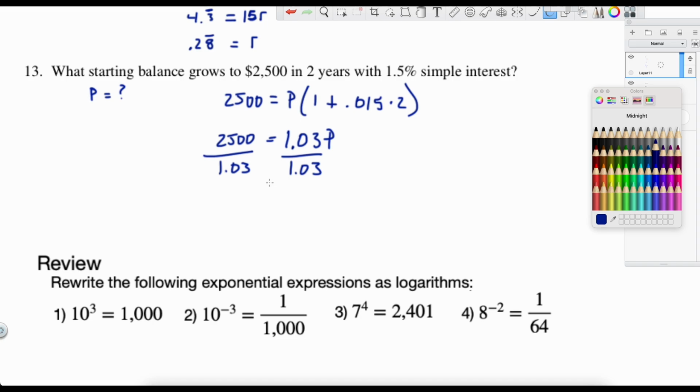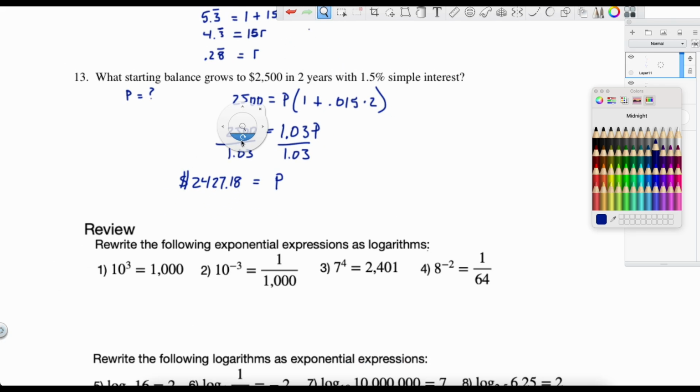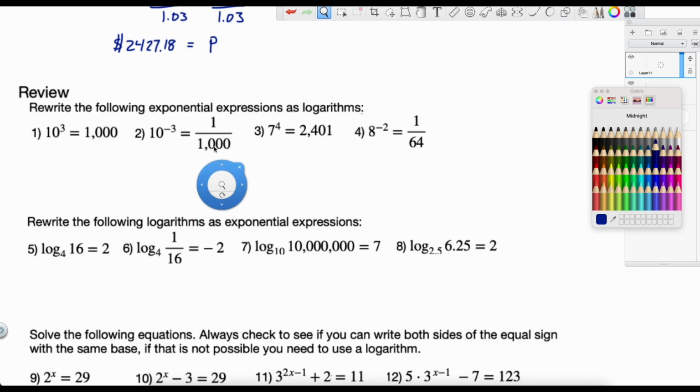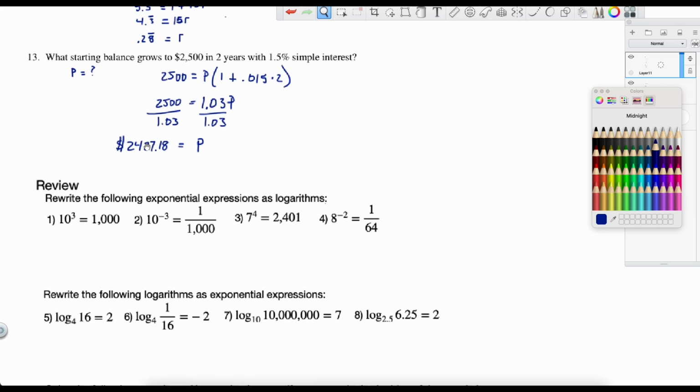It's not going to be much. 2,427.18. Okay, so that's what the principal would need to be.